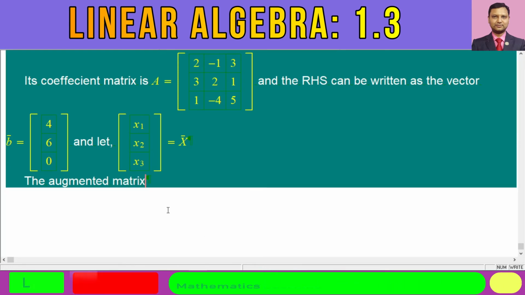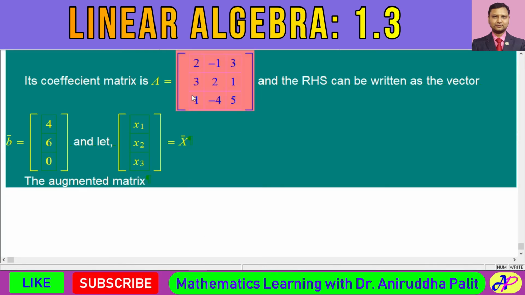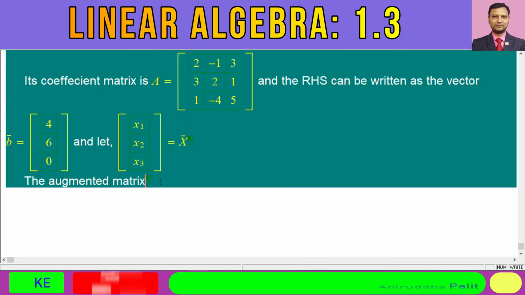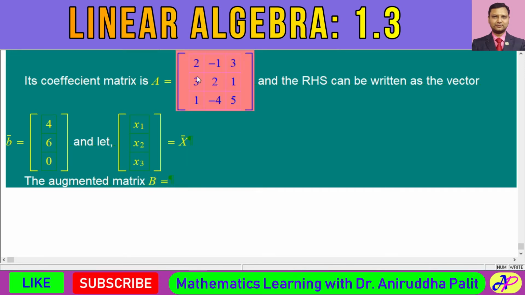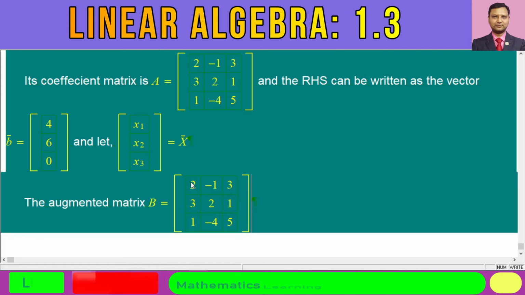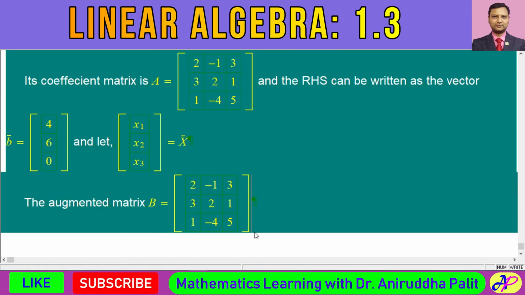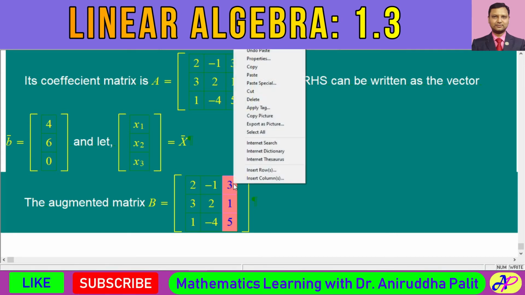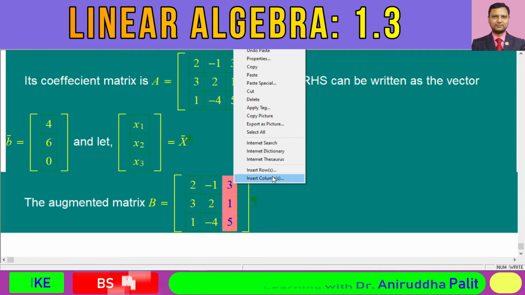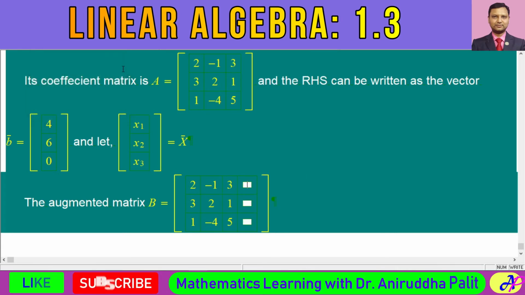We make an augmentation, or we add something into this coefficient matrix. What is this? We generally write this augmented matrix with this kind of notation: A, B. Or you can simply write it as capital B, the augmented matrix. What we do is consider this coefficient matrix and add a column on the right hand side. So let's insert a column on the right hand side.